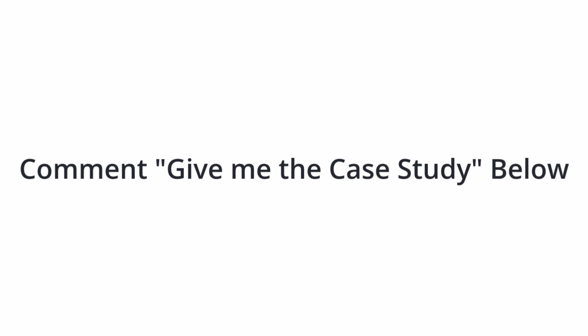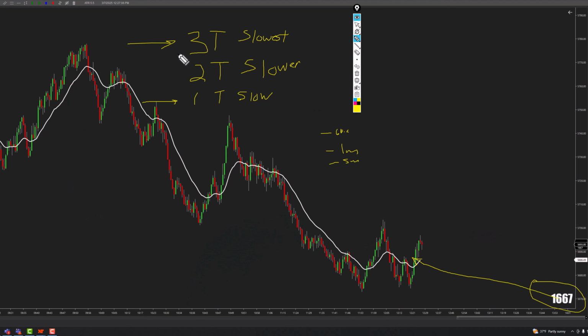All right. And so one last thing I want to talk about, the difference in charts. So I told you that the 3T is slowest, the 2T is slower, the 1T is fastest. But why would you want to trade one over the other? Let me clear some of this out now. So the question is, why would you want to trade one over the other? And I'll tell you why.